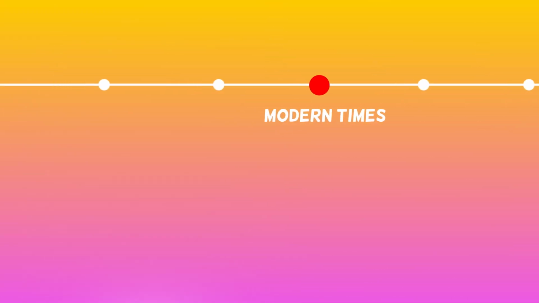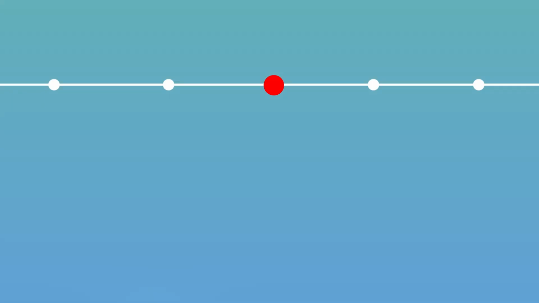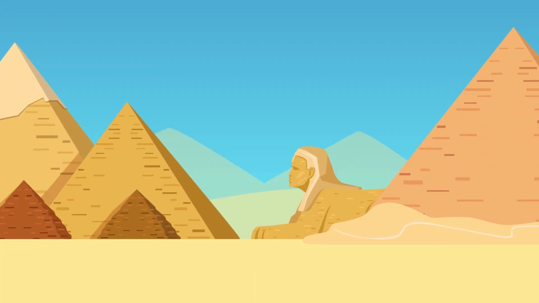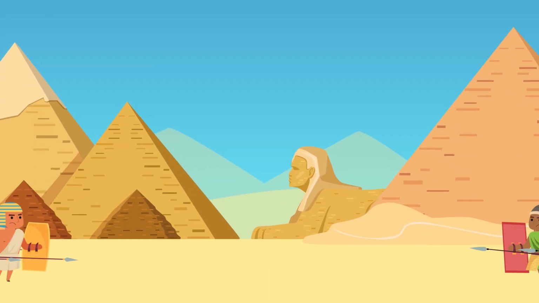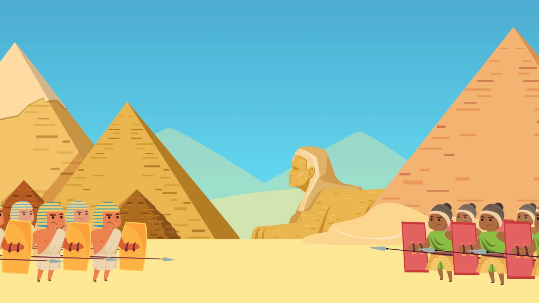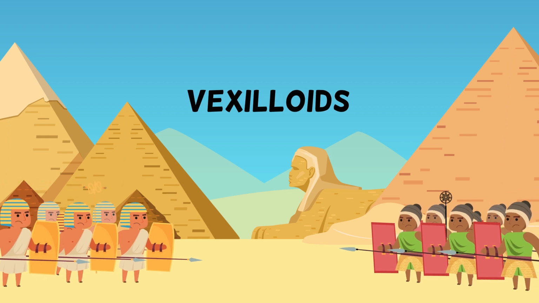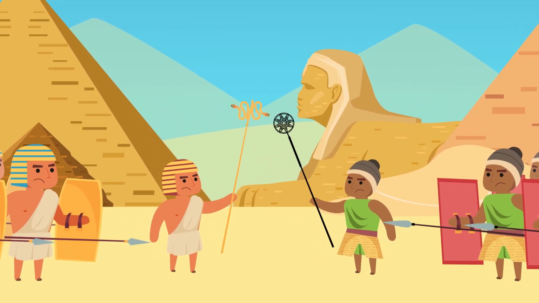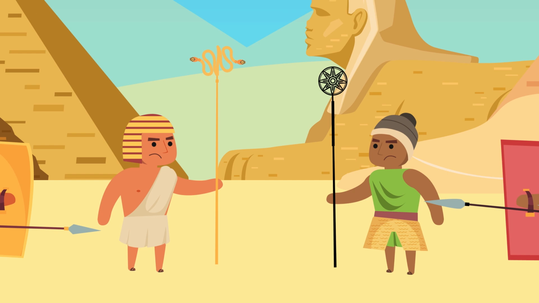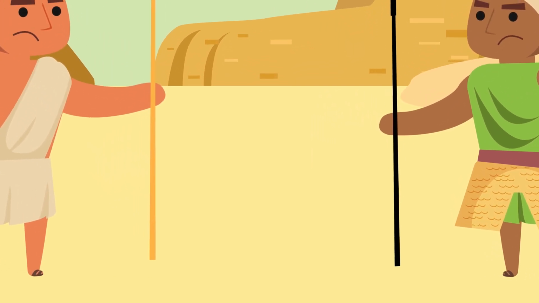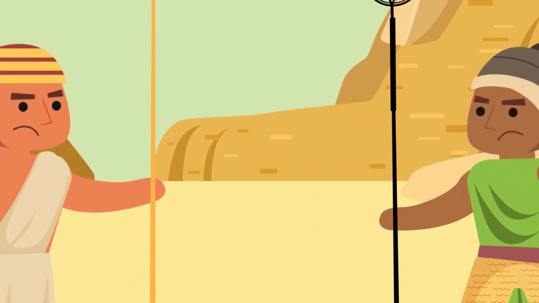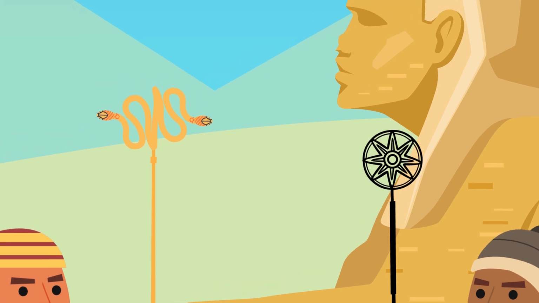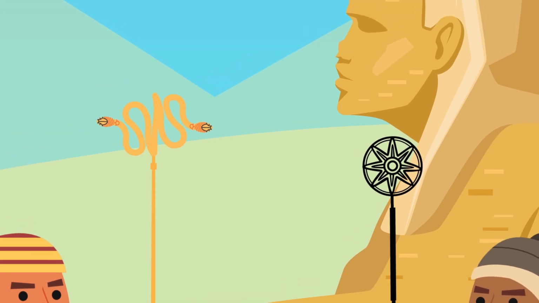Thousands of years before modern flags started flying all across the world, ancient armies like the Egyptians and Persians carried special symbols into battle called vexilloids. These early ancestors of modern flags were fairly different from the ones we see today. For starters, they weren't made of fabric. These vexilloids were usually a large staff with a giant carved emblem at the top.